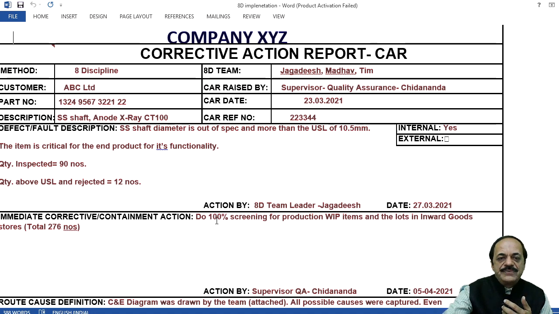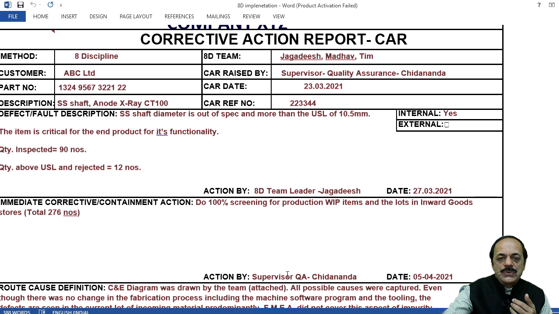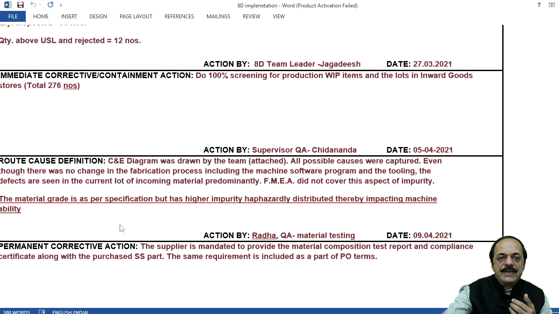Immediate containment was done, 100% screening of WIP, means work in progress items, as well as the lots in the stores were inspected, totally 276 numbers. The inspection responsibility was given to QA supervisor Chidananda with a timeline.